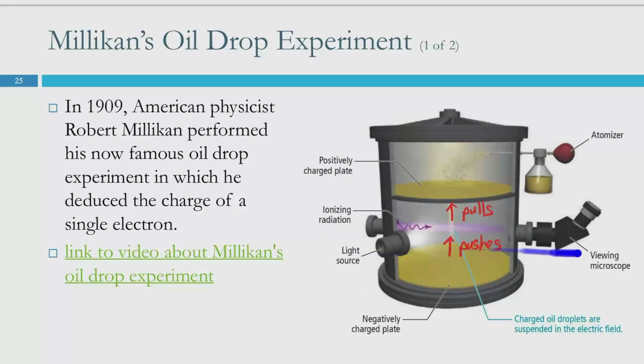And then there's a light source in there and a microscope. And so they looked through and they would estimate the size of the oil drop, and figuring out based on the positive charge and the negative charge, they could figure out how much charge is on the oil drop. They could also estimate based on the size of the oil drop that they saw what the mass of the oil drop was.